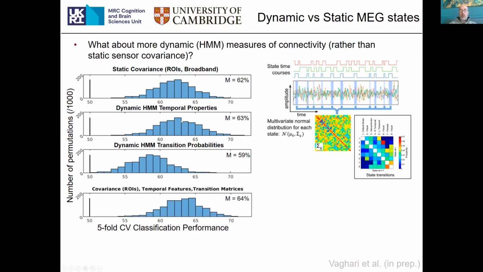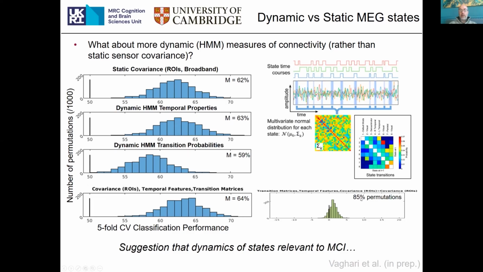Again, we can do this trick of saying, well, what if we combine together the static covariance, the temporal features, and the transition matrices? So we get up to 64%, which is an improvement on 85% of occasions. So it's not overwhelming, but it's a suggestion, at least, that the dynamics of these hidden states might be informative for MCI. But further work is needed for this.